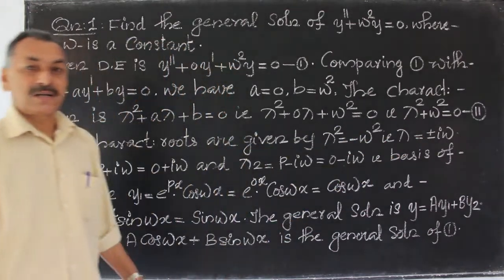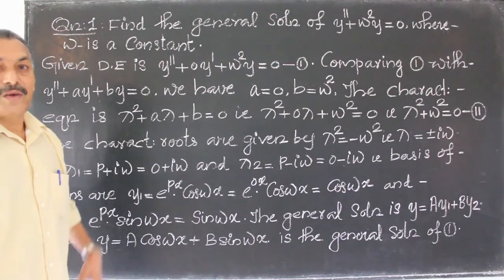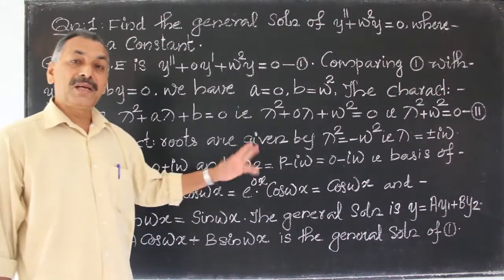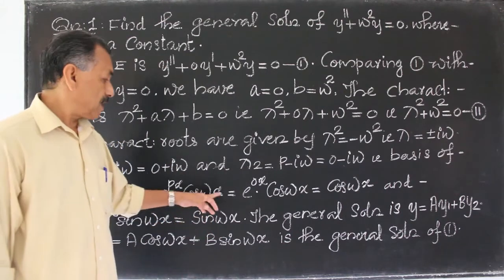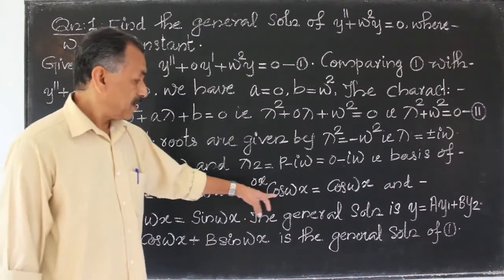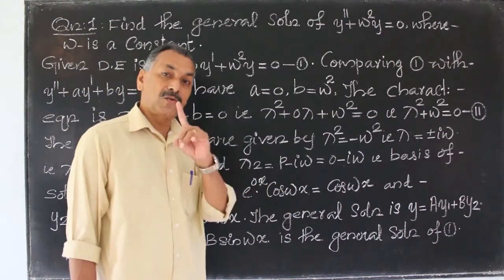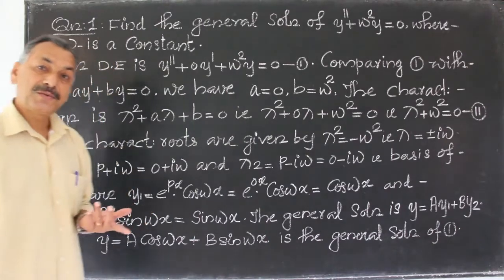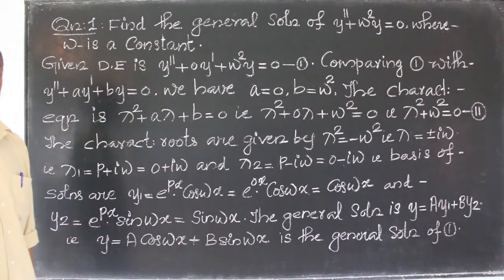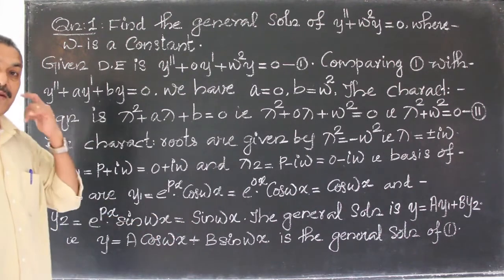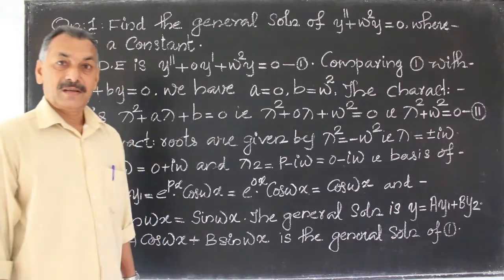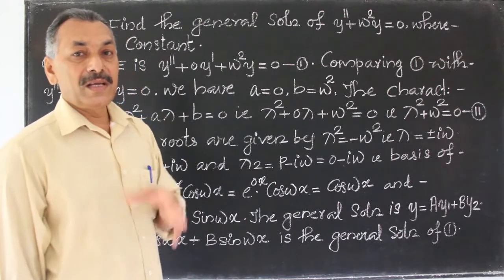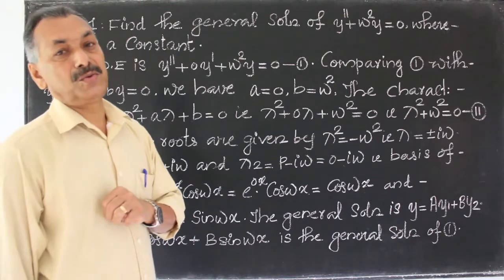Therefore, the basis of solutions are y1 = e^(px) cos ωx and y2 = e^(px) sin ωx. With p = 0, e^0 = 1, so y1 = cos ωx, and y2 = sin ωx. These are two linearly independent solutions, so they form a basis of solutions.